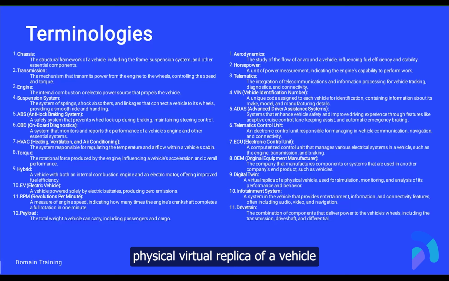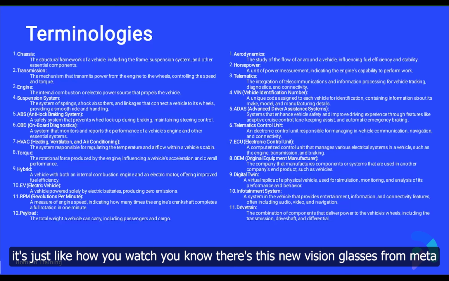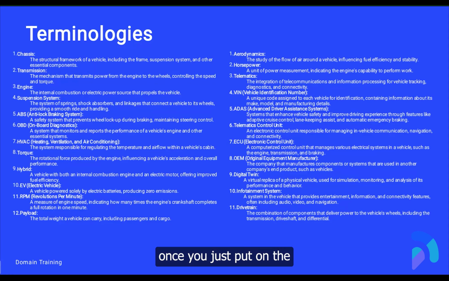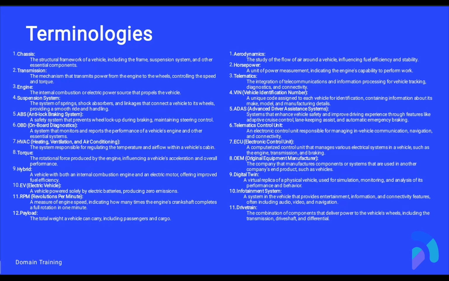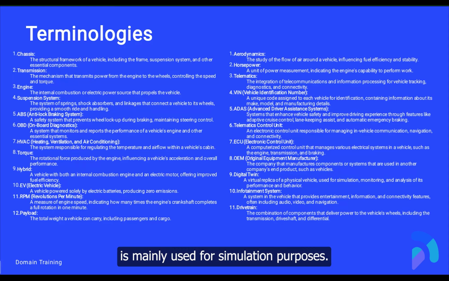of a vehicle. It's just like how you watch, there's this new vision glasses from Meta, right? Once you put on the Meta glasses, you're in a virtual world, and everything seems very real, right? So that technology is also known as a digital twin. It's mainly used for simulation purposes.